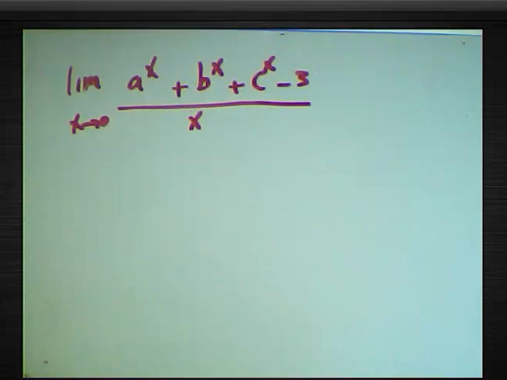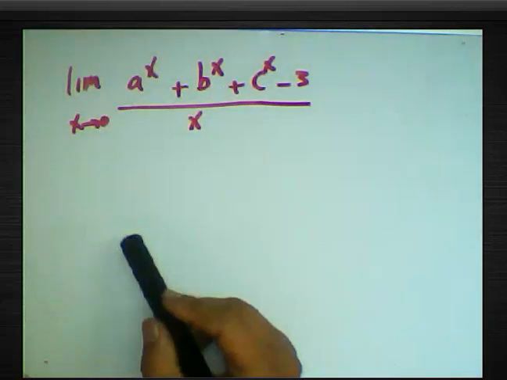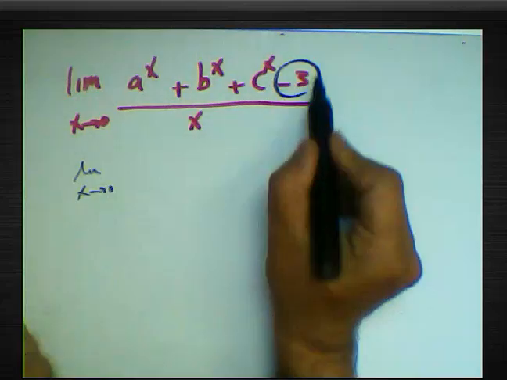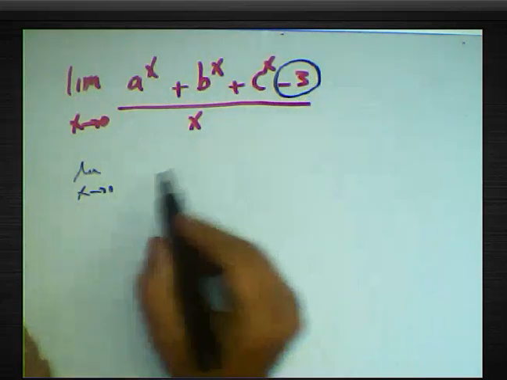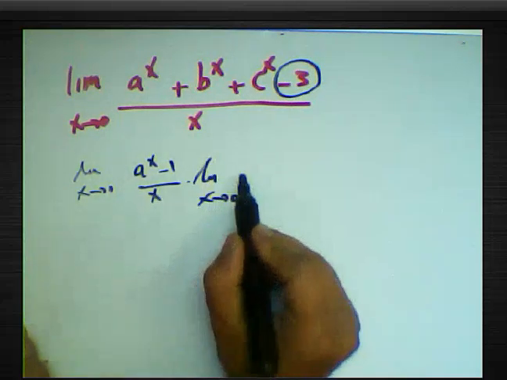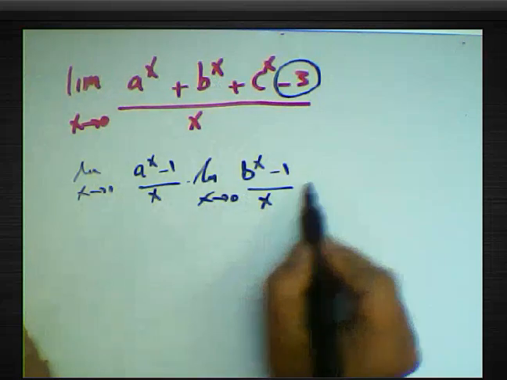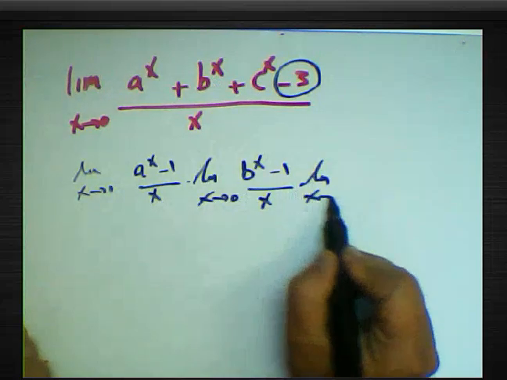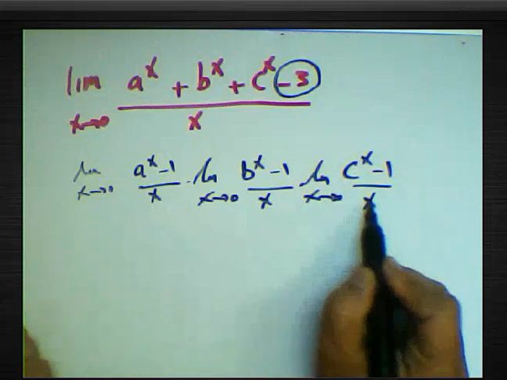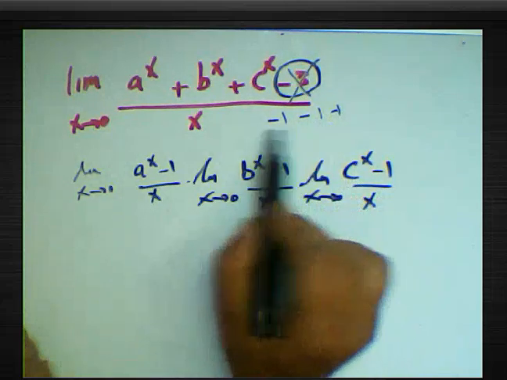Look at this example. Find the limit when x approaches 0 of (eˣ + bˣ + cˣ − 3)/x. You can use the rule here. Limit when x approaches 0, change negative 3 into negative 1, negative 1 and negative 1. You can write (aˣ − 1)/x, multiplied by the limit when x approaches 0 of (bˣ − 1)/x, multiplied by the limit when x approaches 0 of (cˣ − 1)/x. I split negative 3 into negative 1, negative 1 and negative 1 to find the rule.